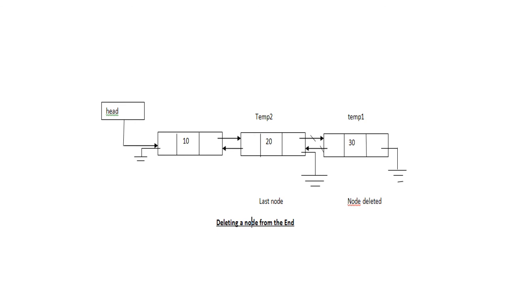I am checking the right pointer field of temp1. If it is not equal to null, again I am traveling to the next node. Once the right pointer field of this temp1 is equal to null, then temp1's left pointer I am naming as temp2, and I am making the right pointer of this temp2 null, and I am deallocating temp1. That is nothing but the element which is at the last.